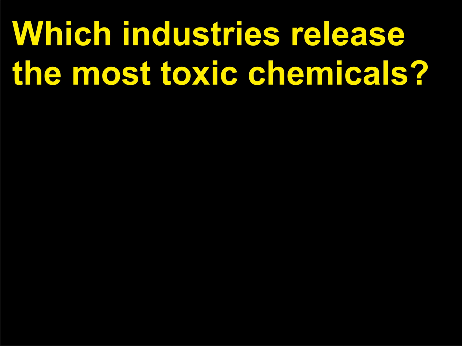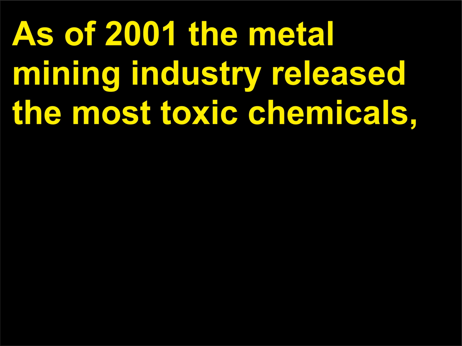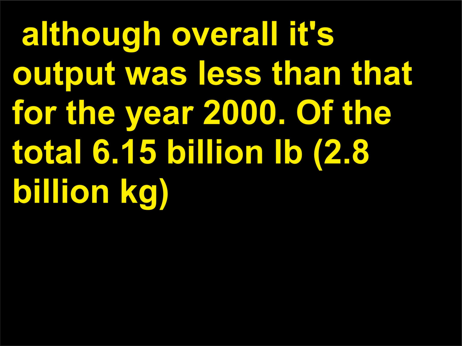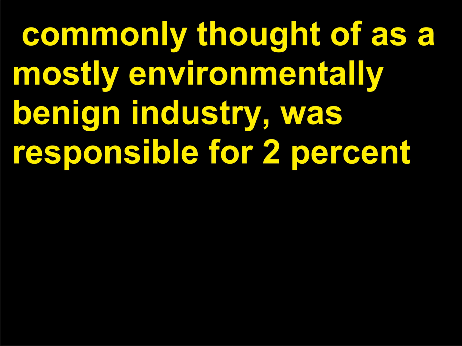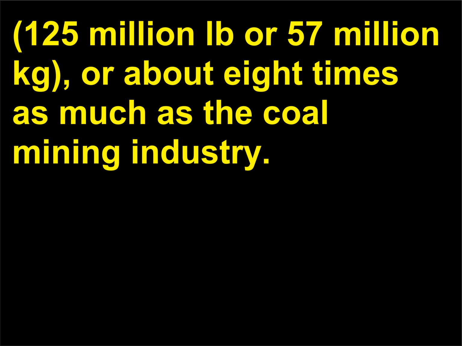Which industries release the most toxic chemicals? As of 2001, the metal mining industry released the most toxic chemicals, although overall its output was less than that for the year 2000. Of the total 6.15 billion pounds, 2.8 billion kilograms of material released on and off-site by industry, food production, commonly thought of as a mostly environmentally benign industry, was responsible for 2%: 125 million pounds or 57 million kilograms, or about 8 times as much as the coal mining industry.